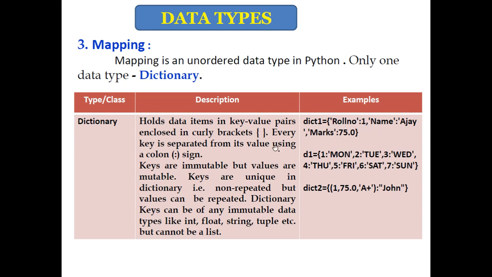One rule is there: keys should be of immutable type. That means integer, float, string, tuple, like this. Keys cannot be a list, but values can be of mutable or immutable type, no problem. Keys cannot be repeated. Two roll number keys cannot be there. Values can be repeated.